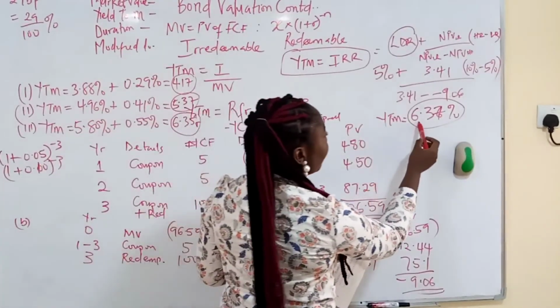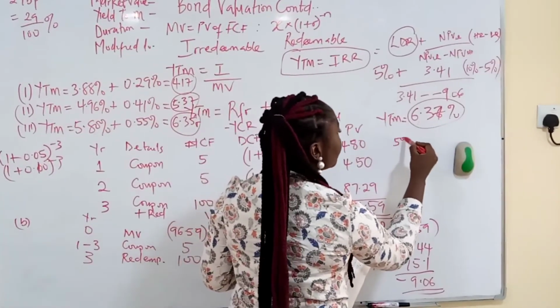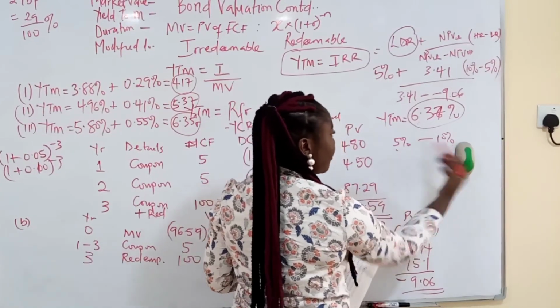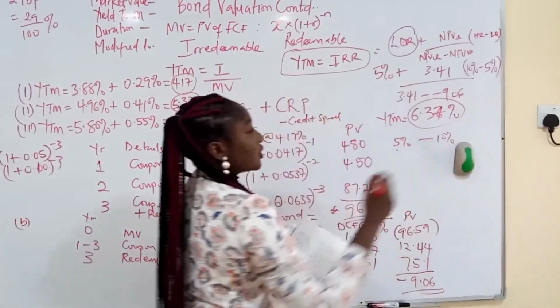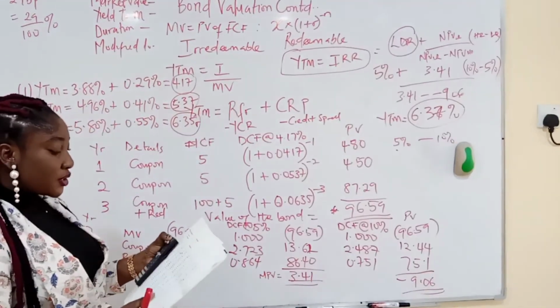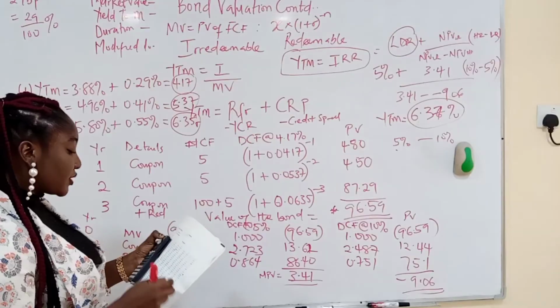Now when you're trying to get IRR, your answer will always fall between 5% and 10%, as in the lower rate and higher rate. So when you're getting something like 15%, you know that your answer is wrong. So we are done with this question. If you have any questions, please just leave it in the comment section.